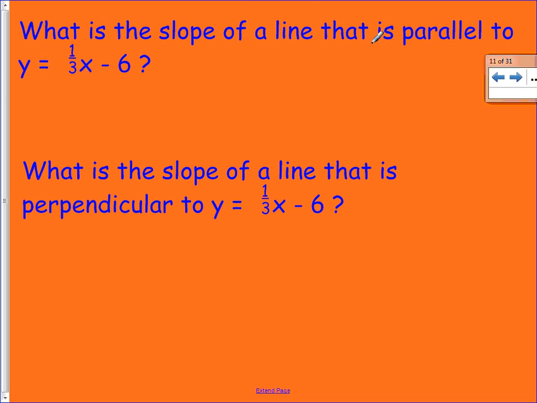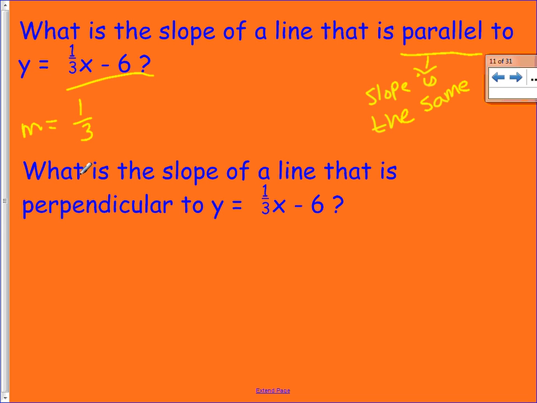What is the slope of a line that is parallel? What does parallel mean? Going in the same direction. They never touch. Same direction, but what does it mean when I have slope? They're never going to cross. Just next to each other. The slope is the same. So if I have a line parallel to this equation, what is my slope? My slope is just 1/3.